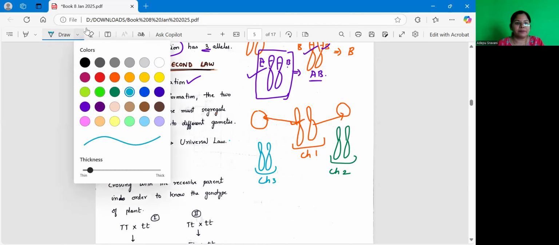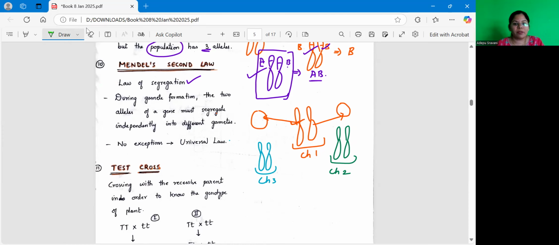What happens here? From chromosome number 1, let us say this chromosome is moving this side and this chromosome is moving this side. This we already know, isn't it? From chromosome number 2, this can go this side and this can go this side. Or what can happen? This chromosome can move this side and this can go here. So anything can happen. In chromosome number 3, instead of this going here, this will move here and this will move here. All right, so what is happening?